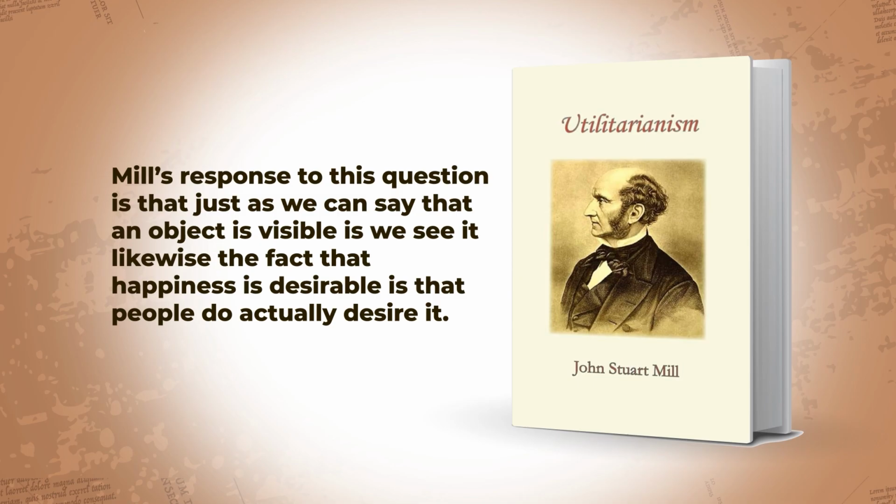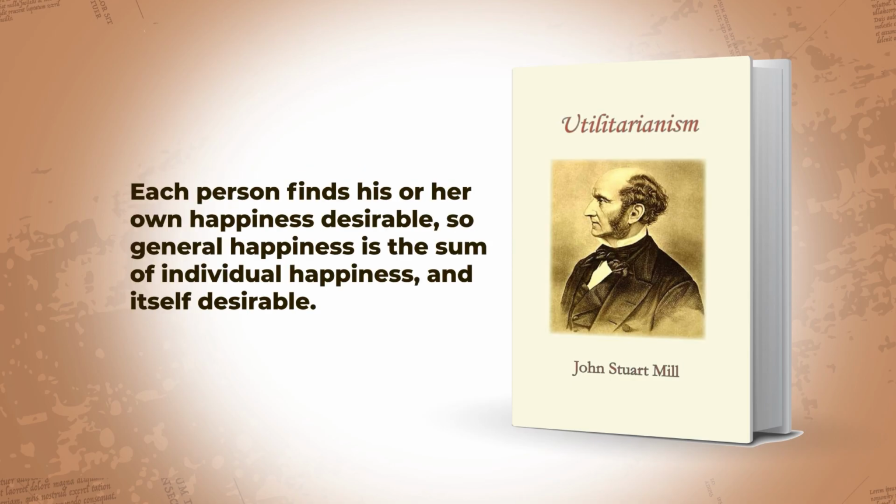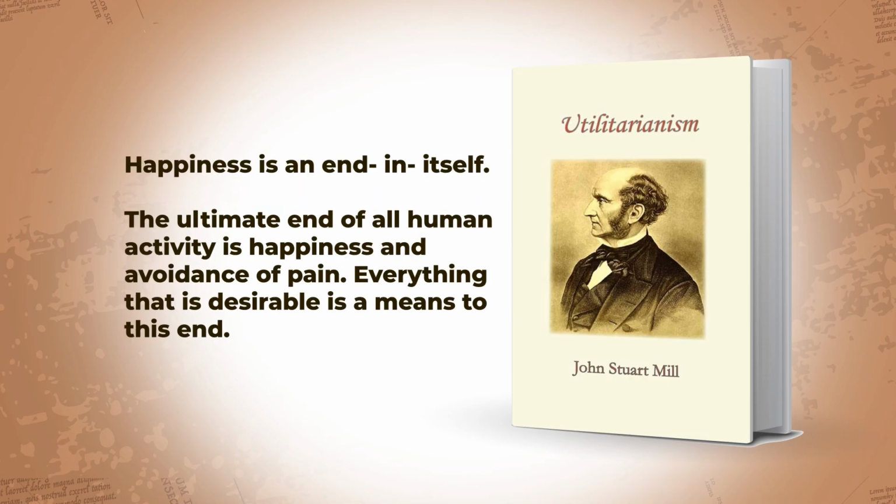The question now arises, why should one maximize happiness? Mill's response to this question is that just as we can say that an object is visible as we see it, likewise the fact that happiness is desirable is that people do actually desire it. Each person finds his or her own happiness desirable, so general happiness is the sum of individual happiness and therefore desirable. Happiness is an end in itself. The ultimate goal and end of all human activity is happiness and avoidance of pain. Everything that is desirable is a means to this end.